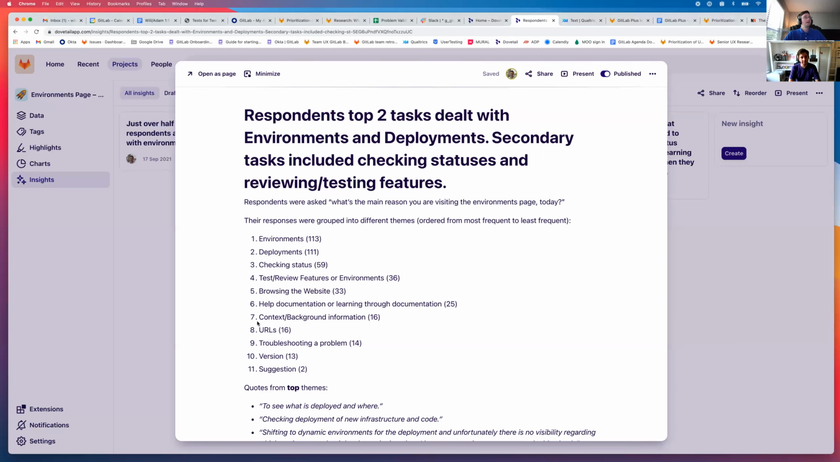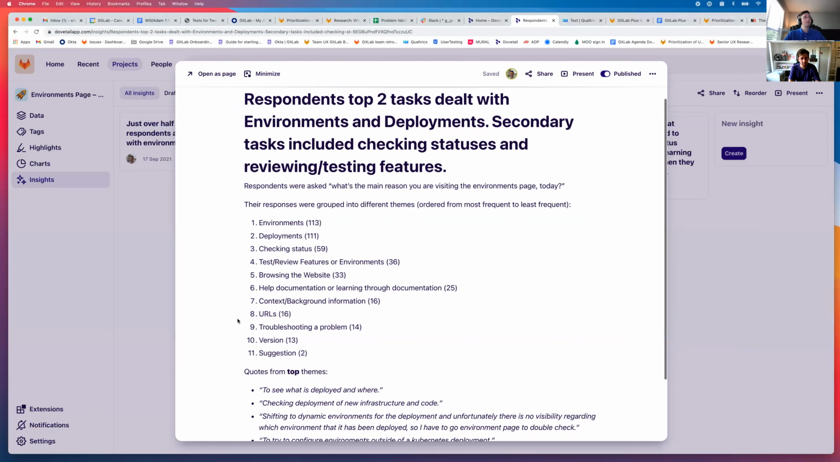And then we also heard around context and background information. So wanting to learn outside of just checking the status of something, but wanting to dive a little bit deeper and understand, okay, how long ago was this launched? Who did it? Really try to understand something from kind of quite a while ago, not just something that's currently active.